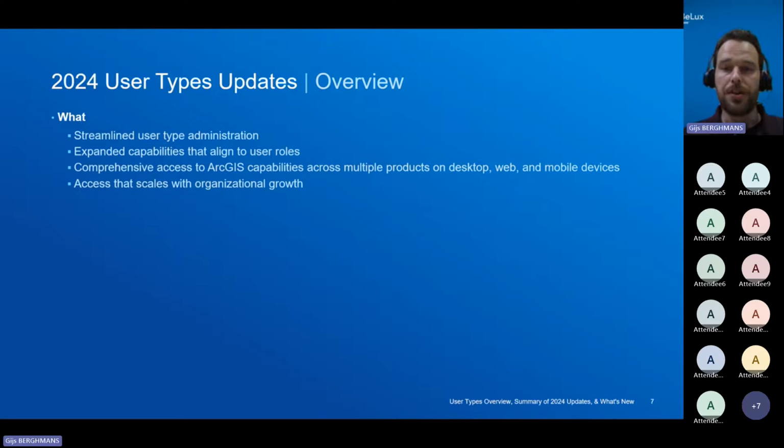Now let's talk about the update. This year in 2024, Esri will introduce important updates regarding the user types. These updates will have several important benefits. First of all, you will have a more simplified and streamlined administration, because all the capabilities, apps, and content that you might have purchased and provisioned separately in the past can now be included in your user types. So you will have a better overview as an administrator.